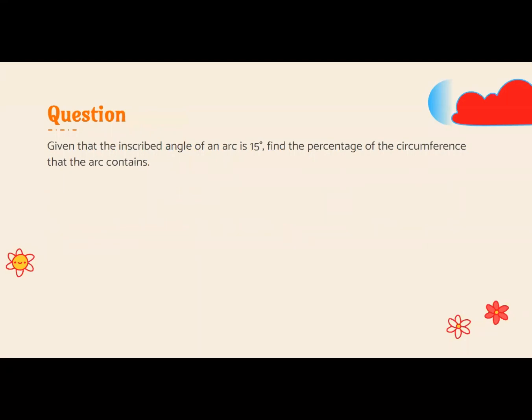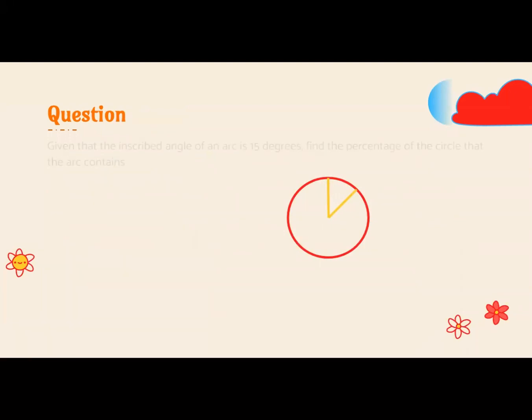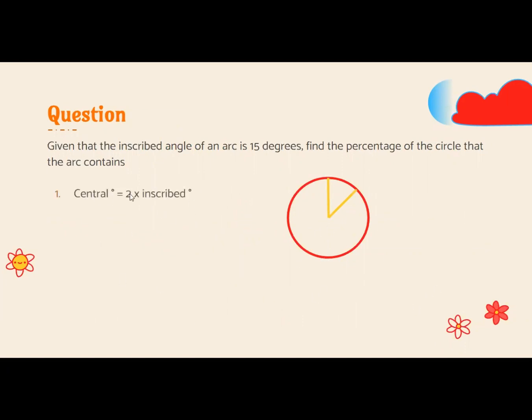So let's say we have an inscribed angle of 15 degrees. And we want to find a percentage of the circumference of the arc. So we have this very neat picture. Given that the inscribed angle is 15 degrees, so there's an angle right here that's 15 degrees. So the central angle is equal to 2 times the inscribed angle. The central angle is 30 degrees. That is 1/12 of the entire circle. And the arc is 1/12 of the circumference.